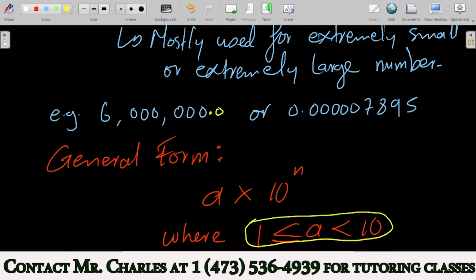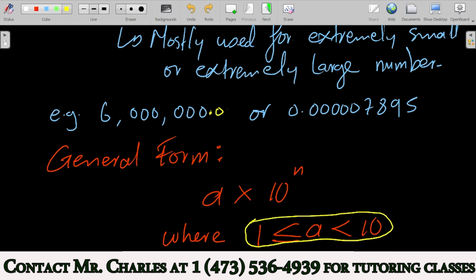So if we move the point one place to the right, we notice that the number would get larger. And for 6 million, we want it to get smaller so that it could be greater than or equal to 1 but less than 10. Since we want the number to get smaller, we have to move the point to the left. Anytime you move a decimal point to the left, numbers become smaller. If you move a decimal point to the right, numbers become larger.